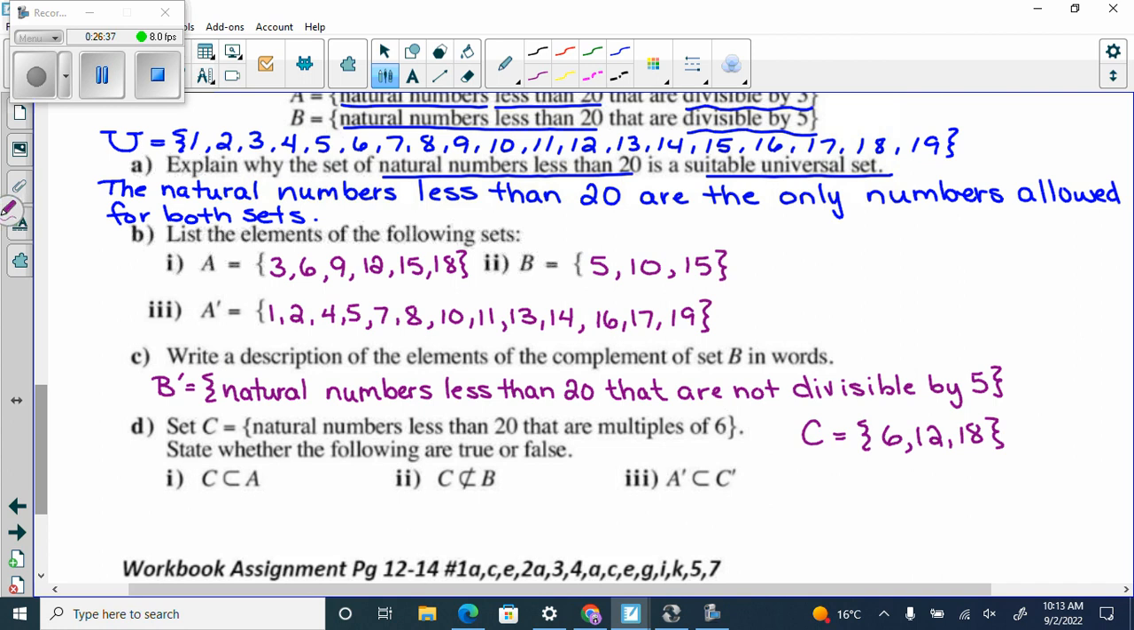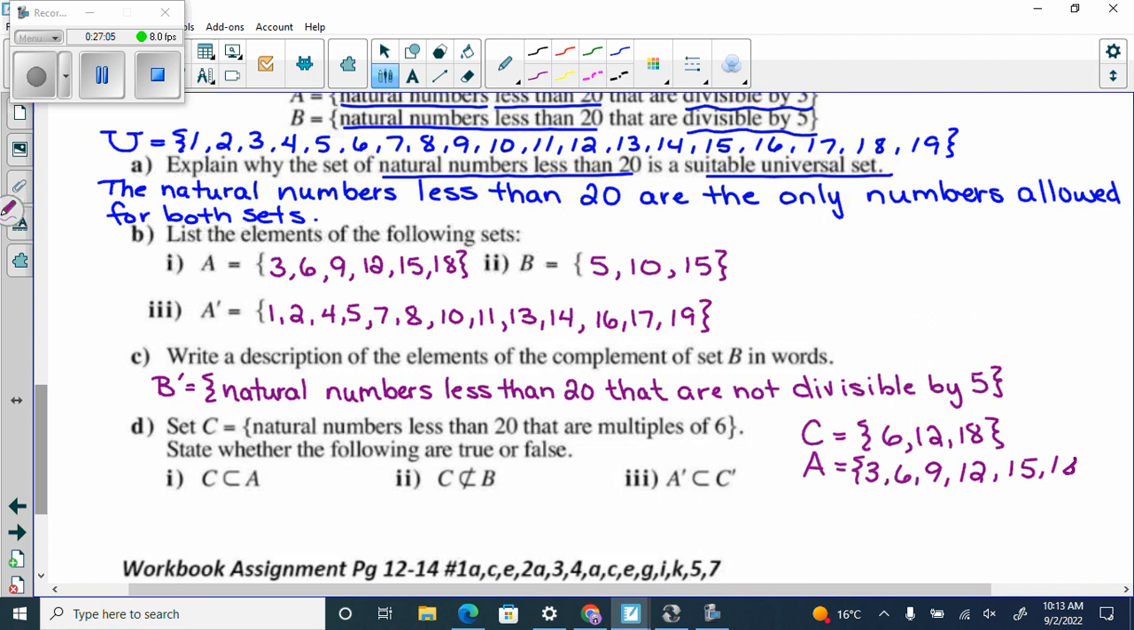Is C a subset of A? What does that mean? Everything in C has to be in A, correct? And I'm not joking to you, rewriting the sets near each other will help you out more than trying to look at them on different parts of the page. I know it takes a little bit more energy, but it is helpful. So I'm going to write A here to help myself out. So A is 3, 6, 9, 12, 15, 18.